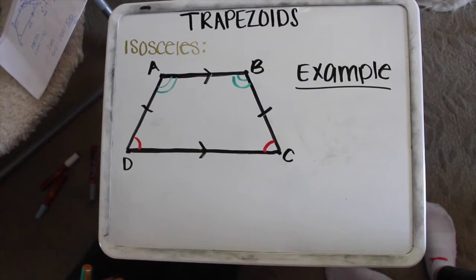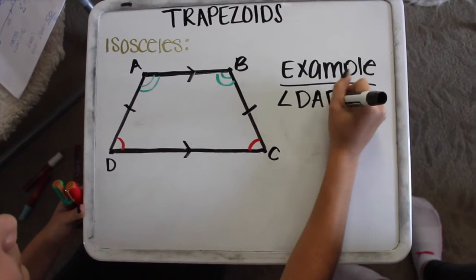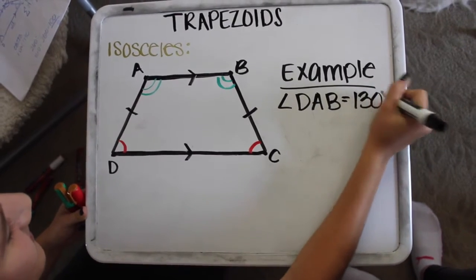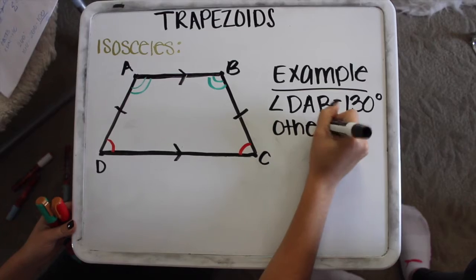For example, if angle DAB were 130 degrees, what would the measures of the other three angles be?